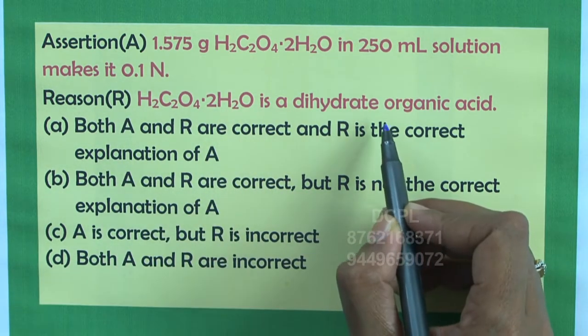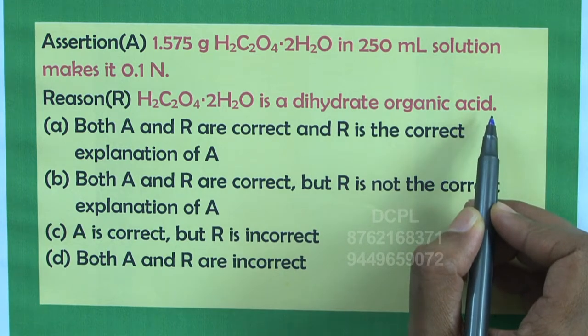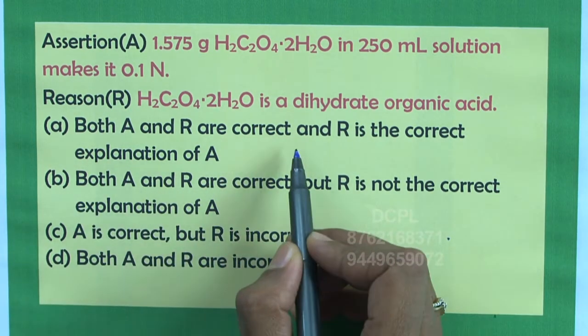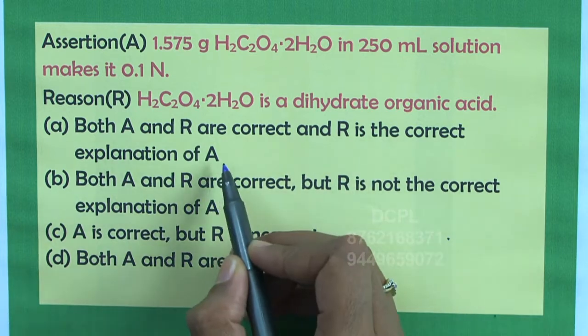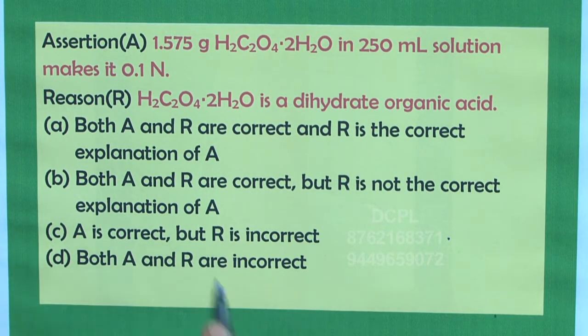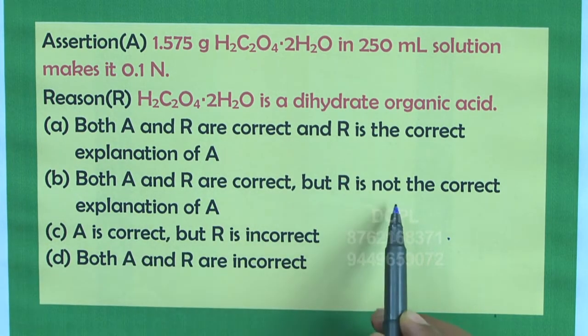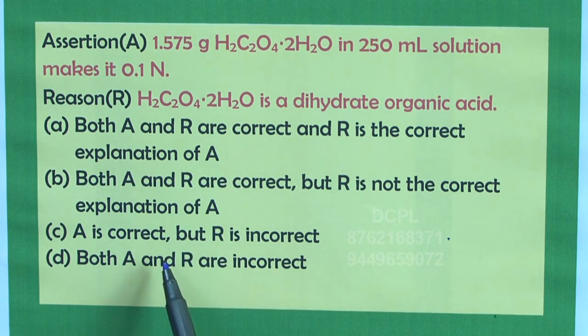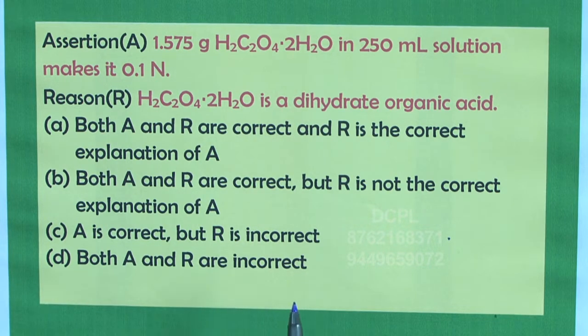H2C2O4.2H2O is a dihydrate organic acid. The options are: option A, both A and R are correct and R is the correct explanation of A. Option B, both A and R are correct but R is not the correct explanation of A. Option C, A is correct but R is incorrect, and option D, both A and R are incorrect.